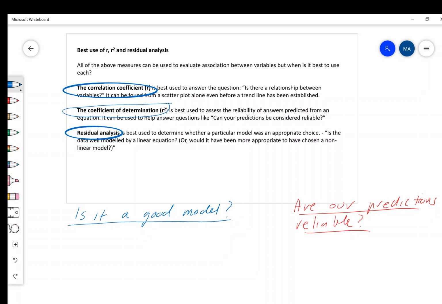So, for starters, the correlation coefficient, the R value, that gives us an idea of how well data points follow the line of best fit. Gives us an idea of how close they are. And the closer they are, the higher the R value. So that's one of the measures we use to determine whether or not the model is good.